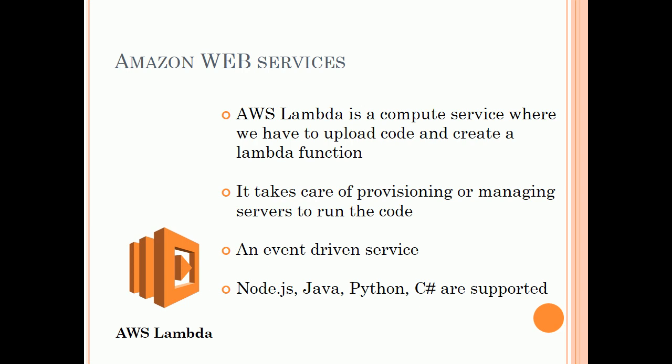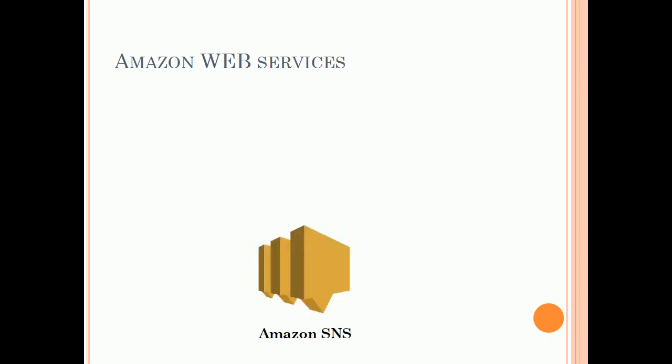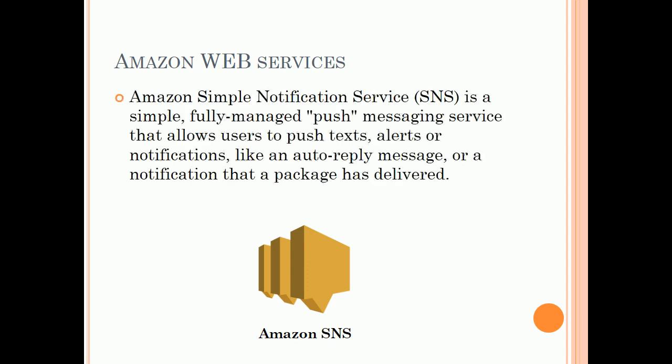Now let's take a look at another Amazon Web Service, that is Amazon SNS. Amazon SNS stands for Simple Notification Service. Simple Notification Service is a simple, fully managed push messaging service that allows users to push text, alerts, or notifications like an auto reply message or a notification that a package has been delivered. It can deliver notifications by SMS, text message, or mail. SNS notifications can also trigger Lambda functions.